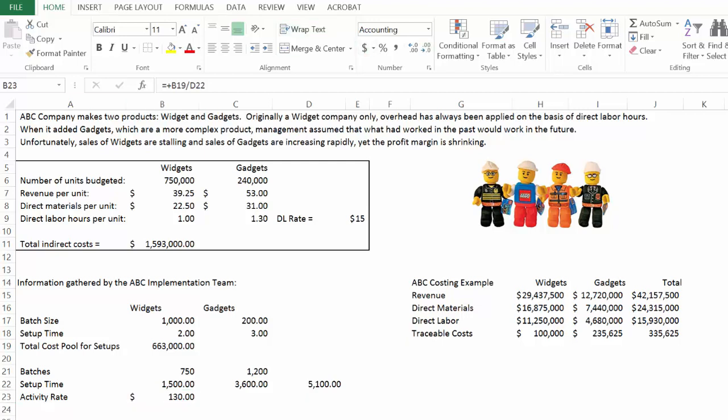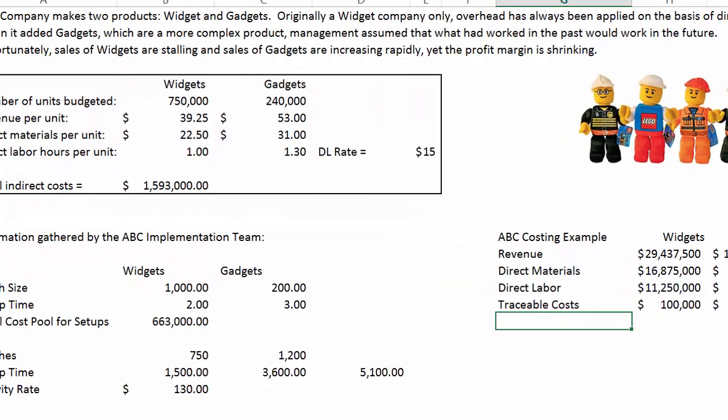So now we have an activity rate. So let's go ahead and add setups to our income statement, or setup costs. Let's call it setup costs.